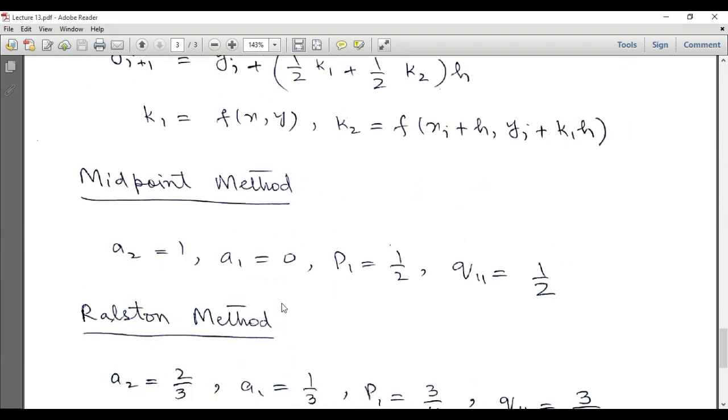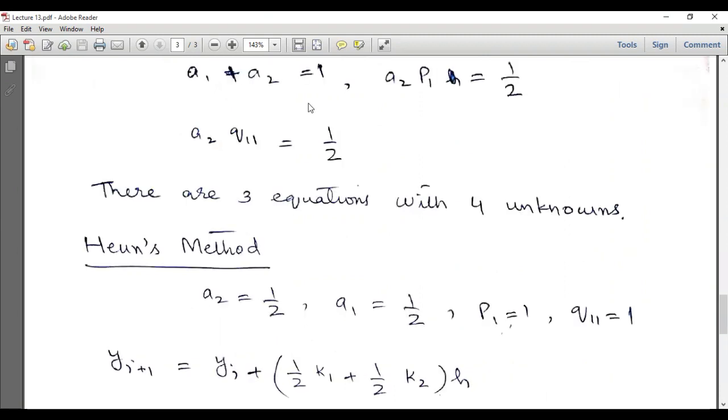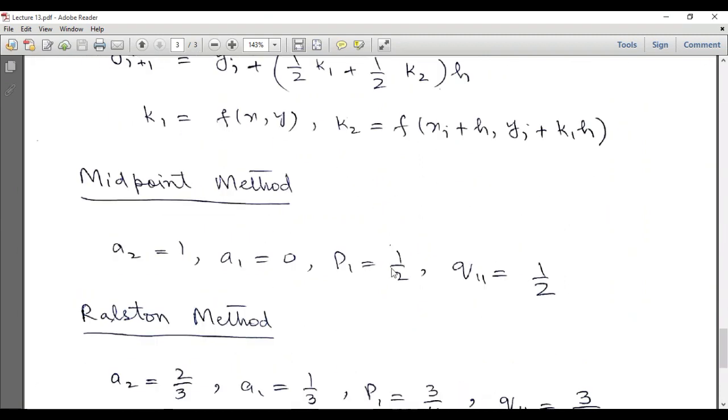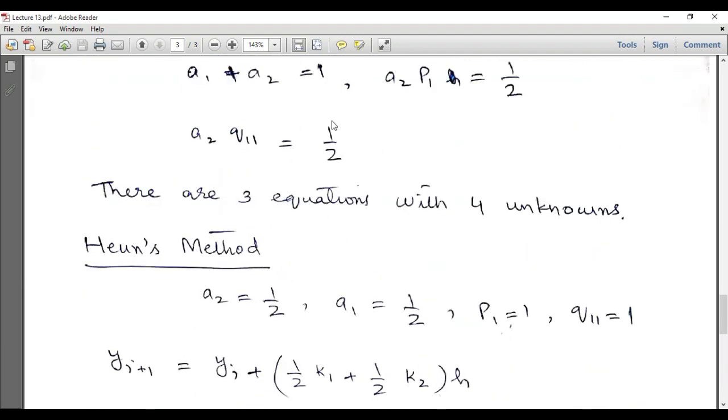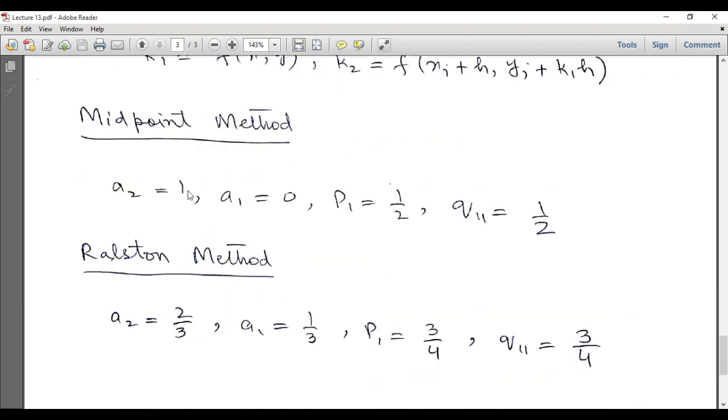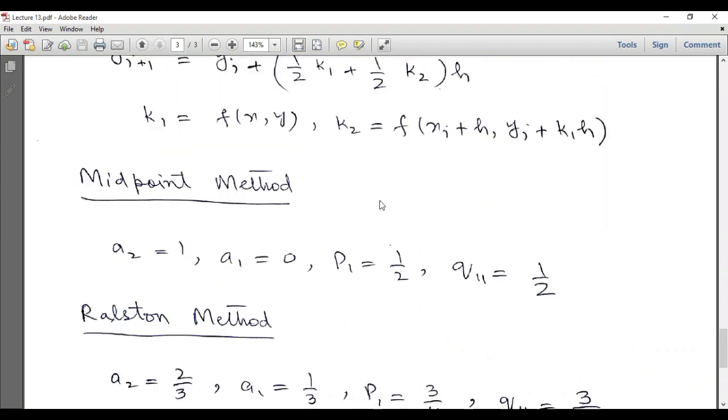Another method is the midpoint method. So this set of solutions also satisfies these three equations. So this can also be one solution. a2 is equal to 1, a1 is equal to 0, p1 is equal to 1 by 2, and q11 is also equal to 1 by 2. If we put these values in these equations, all these three equations will be satisfied. So that can be one more solution, and that is called the midpoint method.